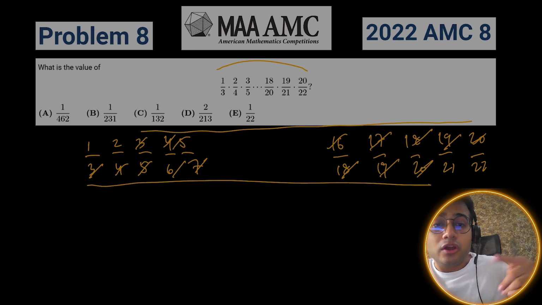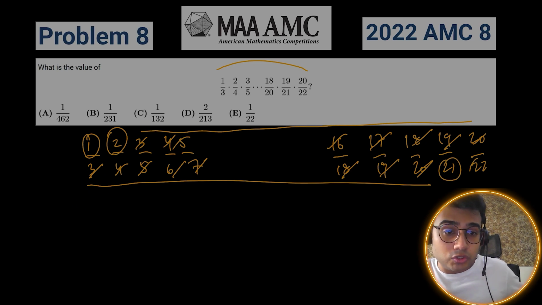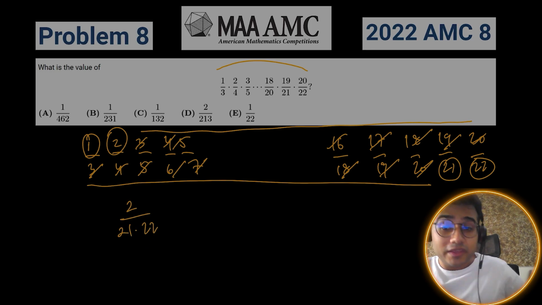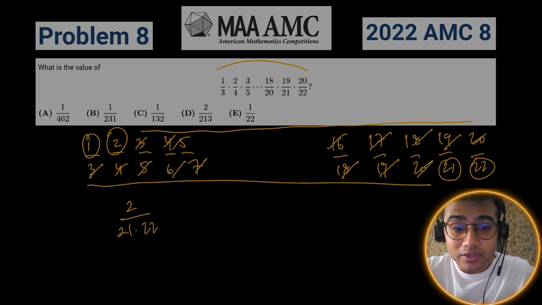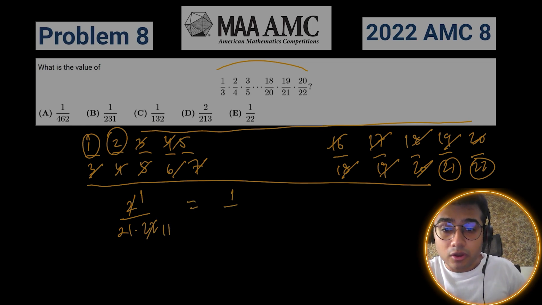But the numbers that will not cancel out are going to be 1 and 2, because there is no 1 and 2 in the denominator. And then also 21 and 22 in the denominator, because there is no 21, 22 in the numerator. The numerator only goes until 20. So after all the cancellation, we are left with 2 over 21 times 22. Now again, before you multiply it out, check if there is any cancellation we can do here. Are there any common factors? And we do have a common factor of 2 here. So the answer would be 1 over 11 times 21.